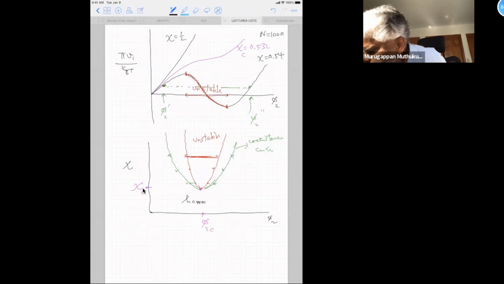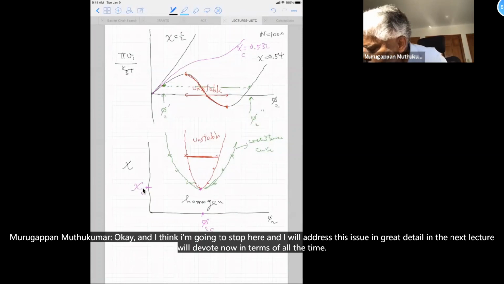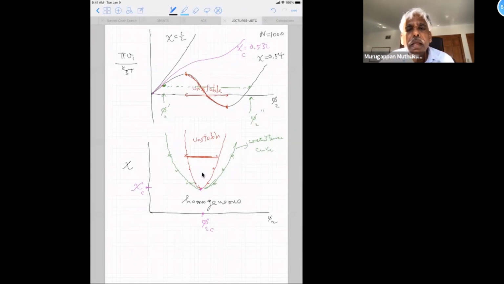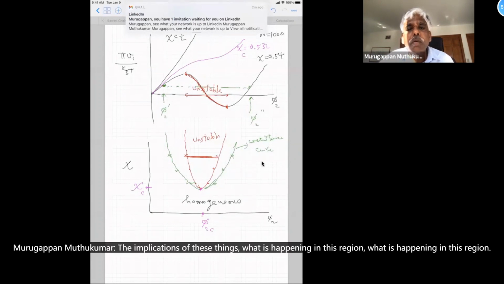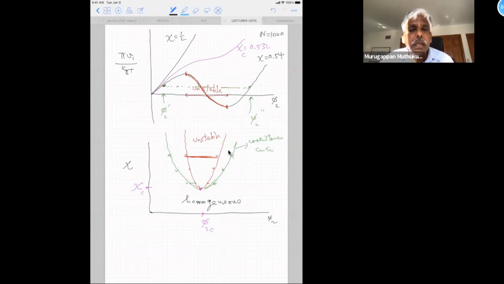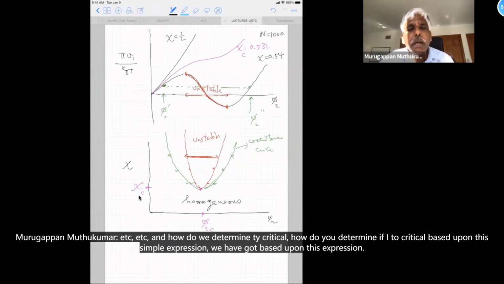I think I'm going to stop here, and I will address this issue in great detail in the next lecture. We'll devote a considerable amount of time. Please think about the result that's coming from this. We will meet next week and look at the implications of these things, what is happening in this region, what is happening in this region, et cetera. And how do we determine chi critical?